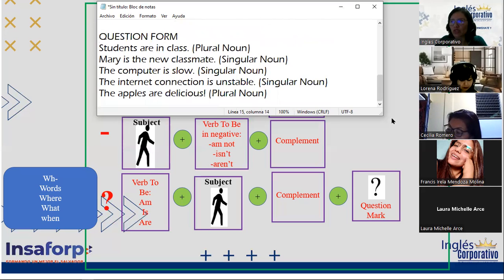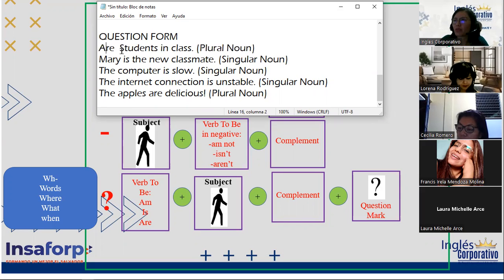Entonces tengo acá the question form y ¿qué es lo que sucede? Bueno, hay un switch, chicos, solo hay un pequeño switch. What is that switch? Well, the subject takes the second place and the verb to be comes at the beginning. Entonces, ¿cómo? ¿Verdad? Dice ahí que el verbo to be pasa al principio, me lo traigo para acá. Solamente me aseguro de que tenga mayúscula al principio.